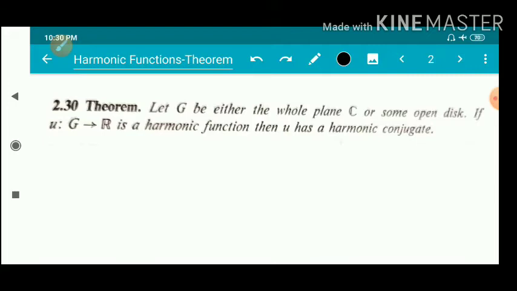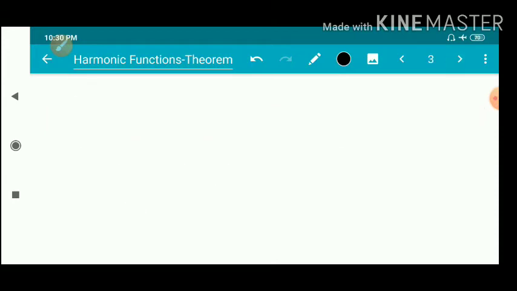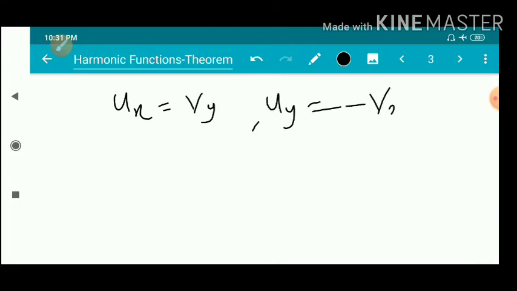That is, we are given that u is harmonic and we have to prove that there exists a function v which is harmonic such that u and v satisfy the Cauchy-Riemann equations. Since u and v satisfy the Cauchy-Riemann equations, we have Ux equal to Vy and Uy equal to minus Vx.